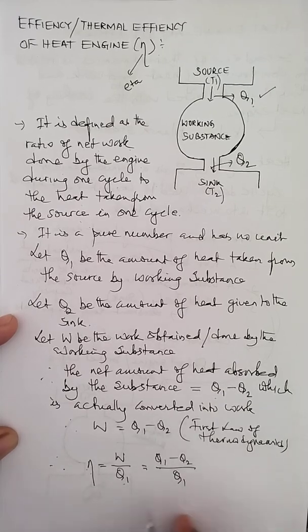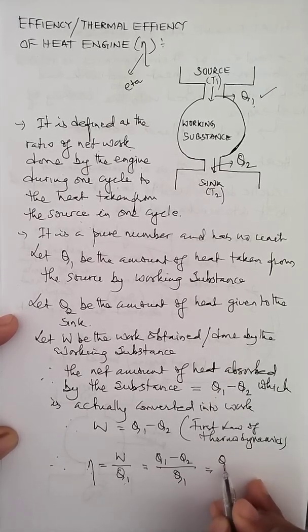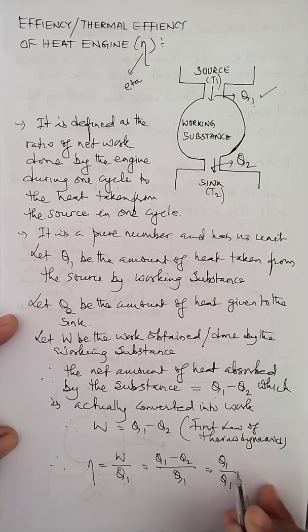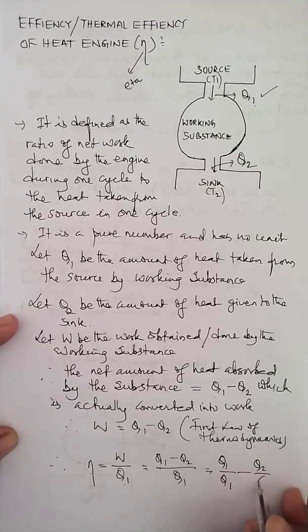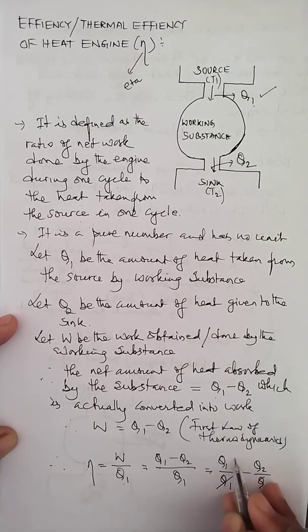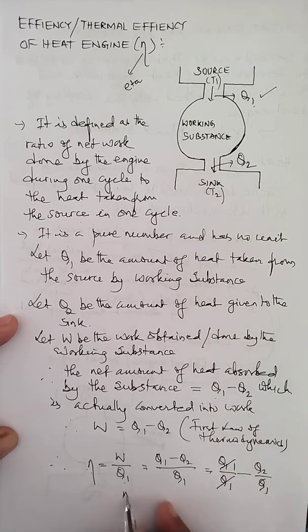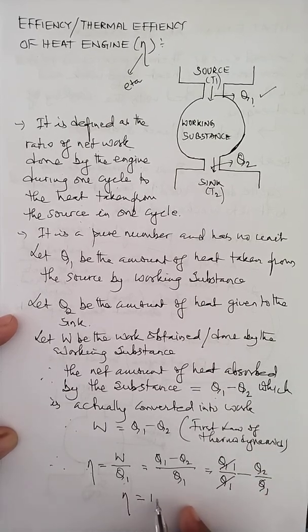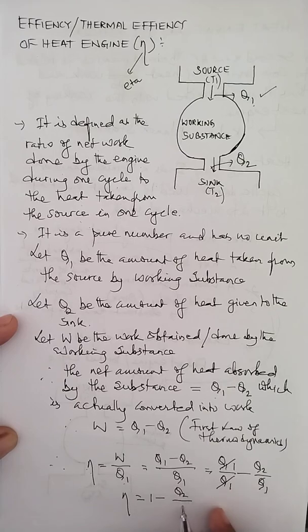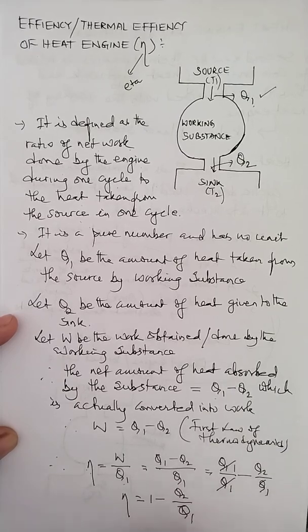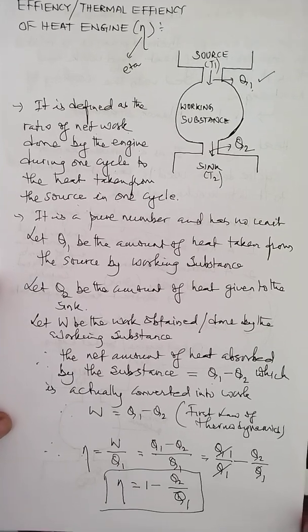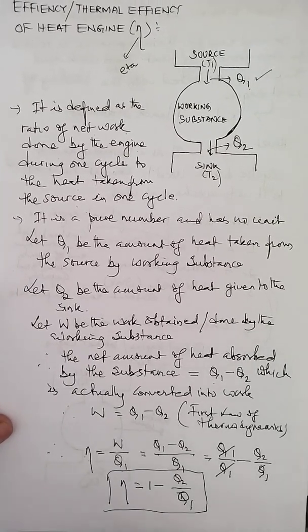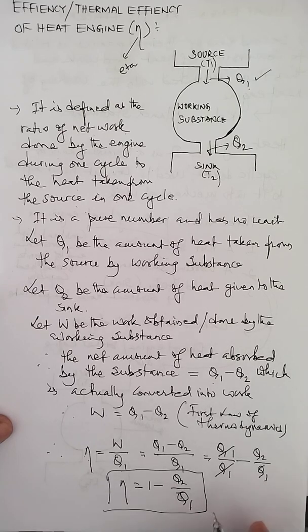So I'll split the LCM. I write down Q1 by Q1 minus Q2 by Q1. This Q1 cancels out, giving 1. So efficiency now comes as 1 minus Q2 by Q1. Look at the expression that measures the efficiency of a heat engine: eta equals 1 minus Q2 by Q1.